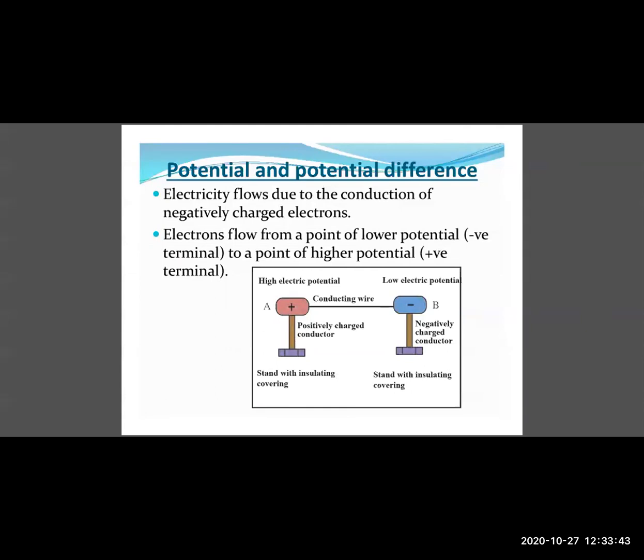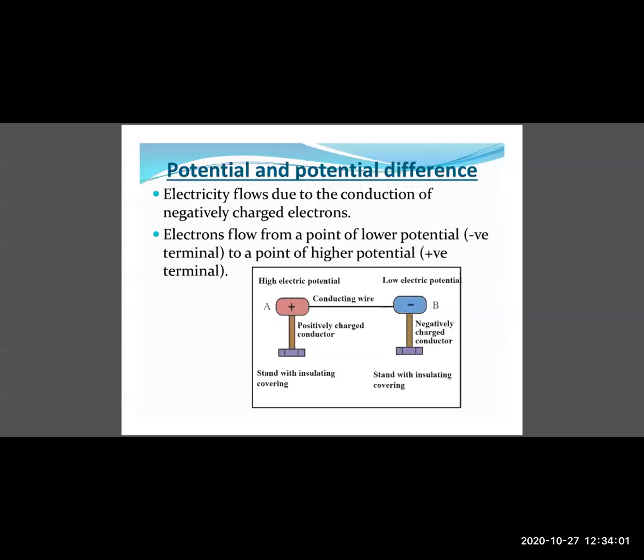Electrons have a negative charge. If electrons are negatively charged, you already know that charged particles either attract or repel each other. Two positive charges will repel each other and two negative charges will also repel each other.